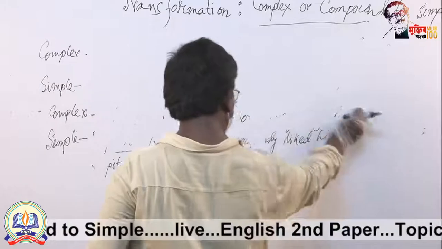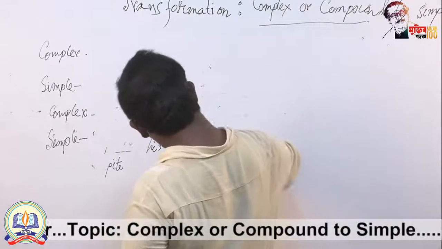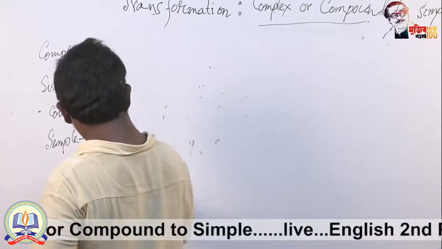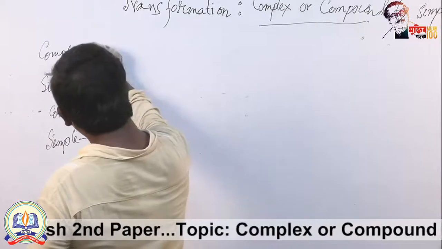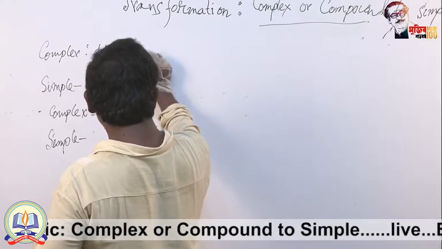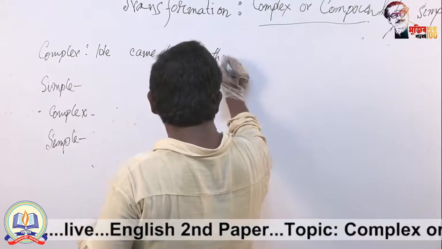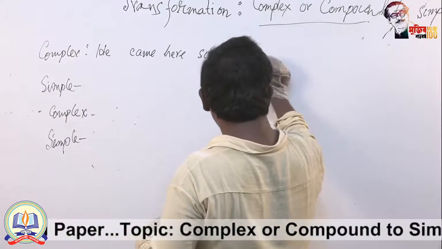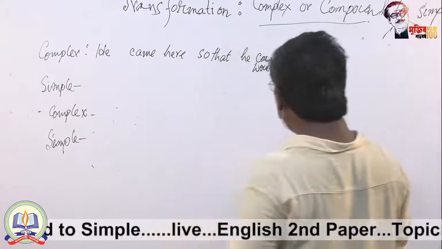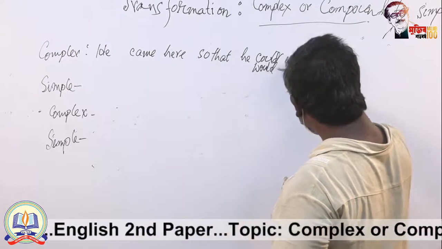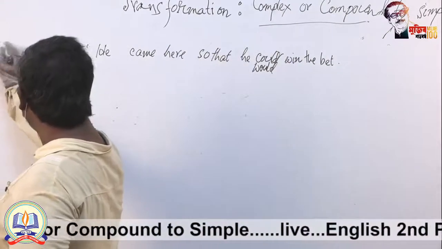For example, he came here so that he could or would win the bet. Well, this is example number one.